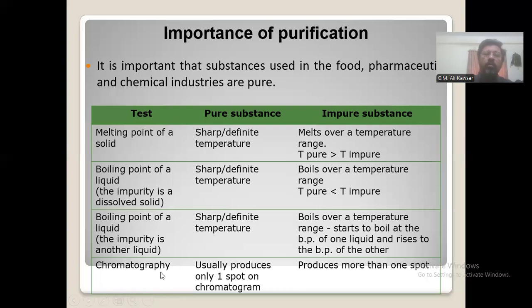Then a very important process is called chromatography, which is included in our O-level syllabus. Here, purity and impurity can be understood by observing the spots it will give. In our later slides, we will explain how the chromatography process is run. Without the proper explanation, you will not understand it properly, so I will discuss it in the later part of this video.